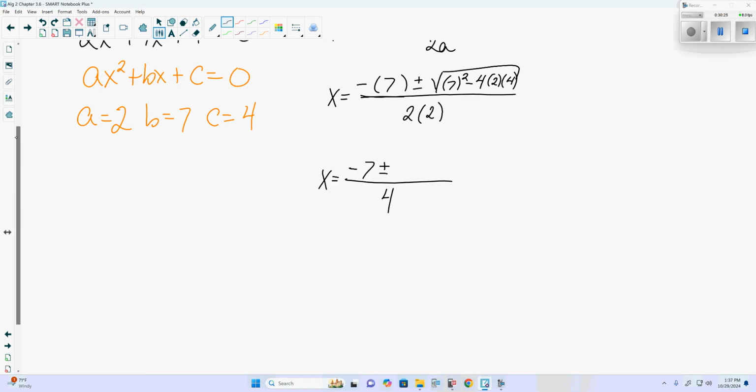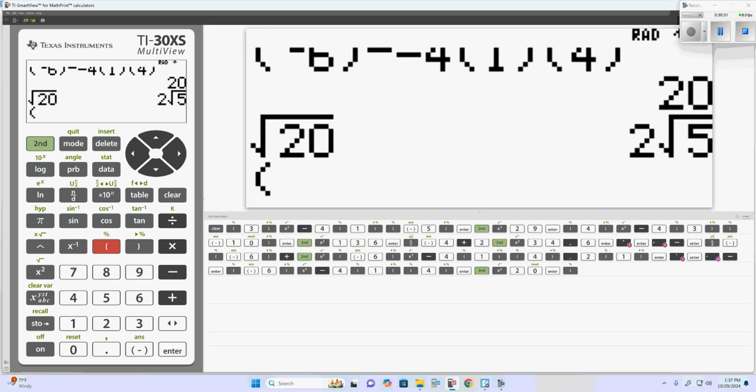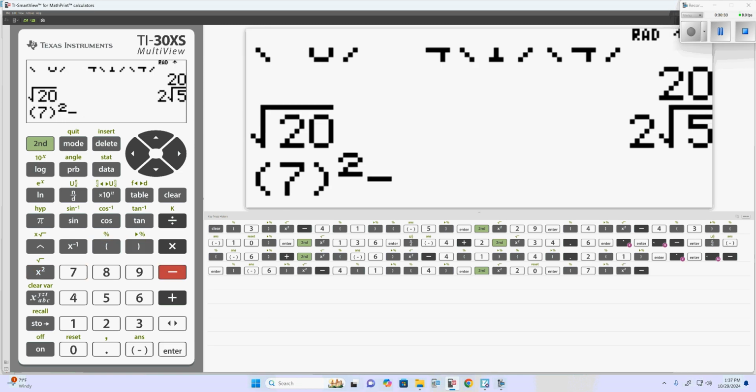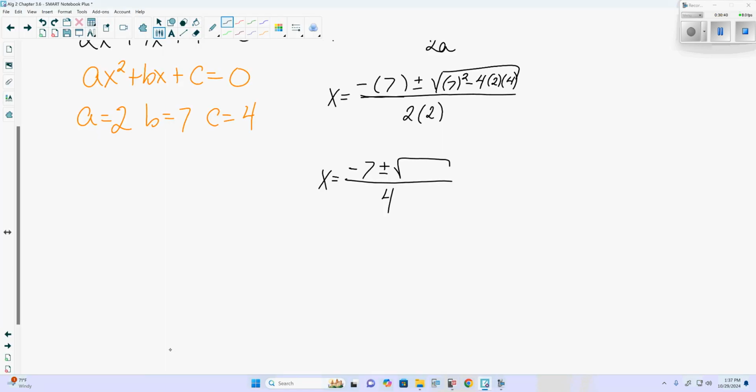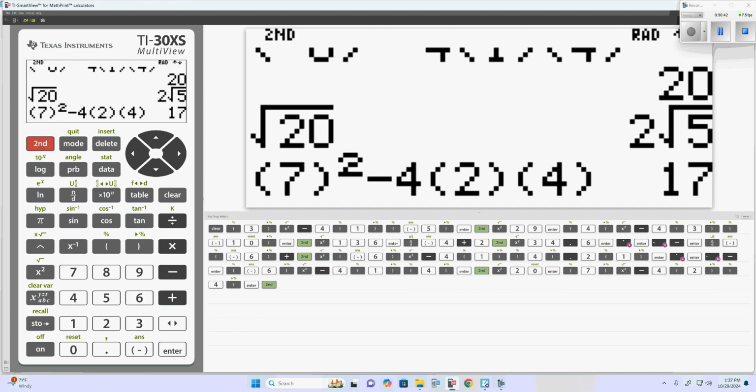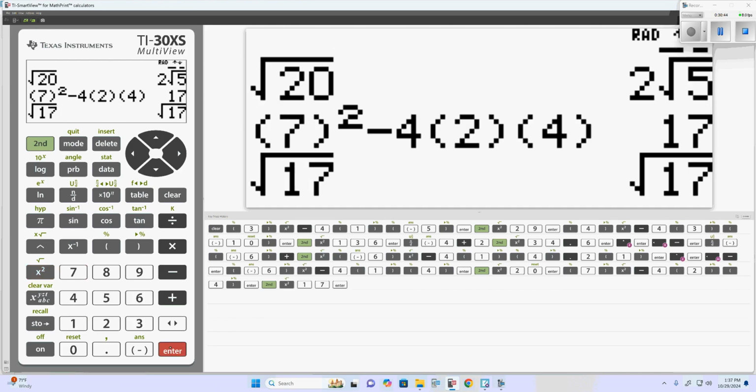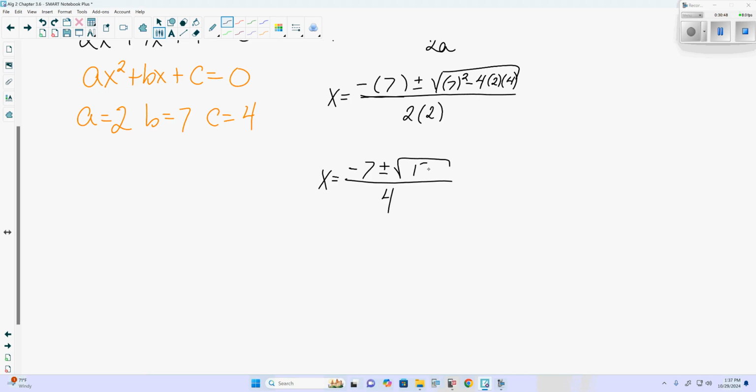At this point here, 7 squared minus 4 times 2 times 4. Parentheses 7, close parentheses, squared minus 4 times 2 times 4 is 17. You know what? While we're here, see if we can take the square root of 17. Nope. That's it. That's as simplified as it gets.